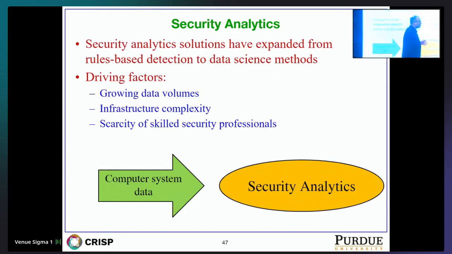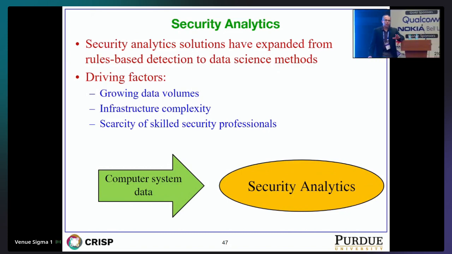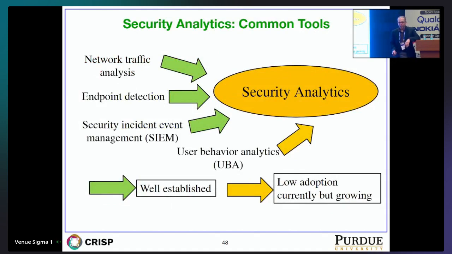A high-level view of this world is: why is this notion of dependability and data analytics coming together? There are fairly inexorable market forces driving this because of growing data volumes, infrastructure complexity, and the scarcity of skilled security professionals, whereby these kinds of learning mechanisms to learn the right dependability attributes, the right dependability configuration, have become quite important. In security analytics, there are four foundational technologies that come into play: network traffic analysis, endpoint detection, SIEMs, which are fairly well-established, mature software stacks, and then user behavior analytics, which is currently being developed. So these all feed into security analytics.